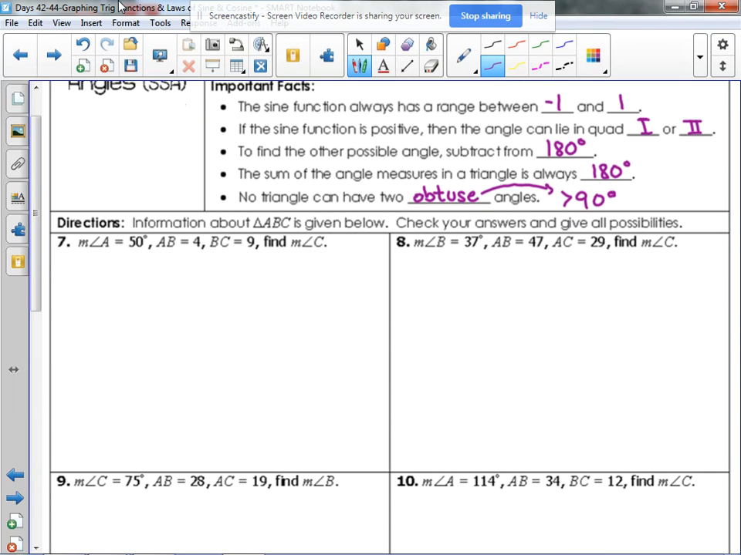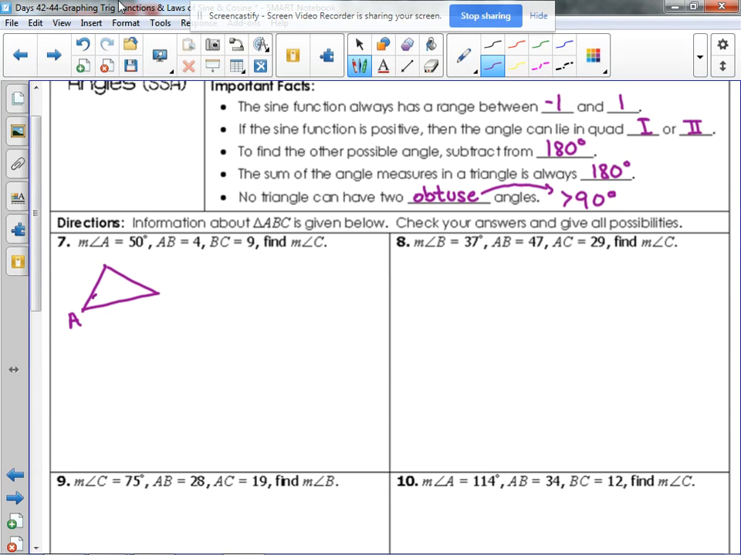Okay, so let's look at question number 7. The measure of angle A is 50 degrees. Side AB is 4. Side BC is 9. Find the measure of angle C. Now, because of the way that this is set up, I would most definitely draw myself a picture.